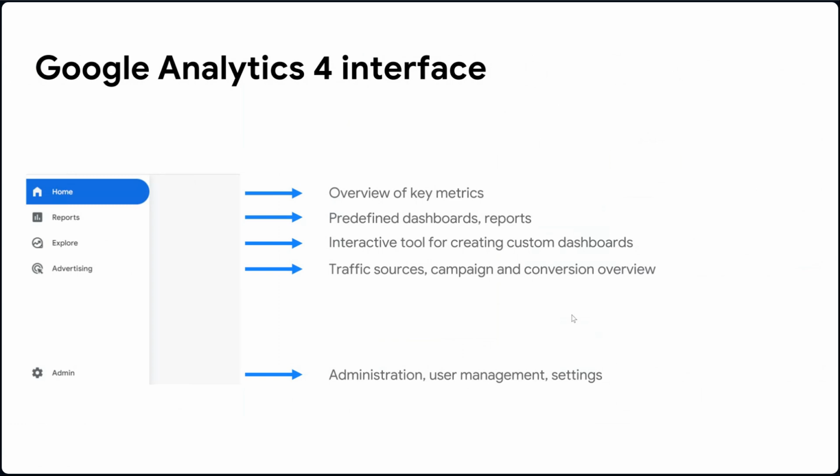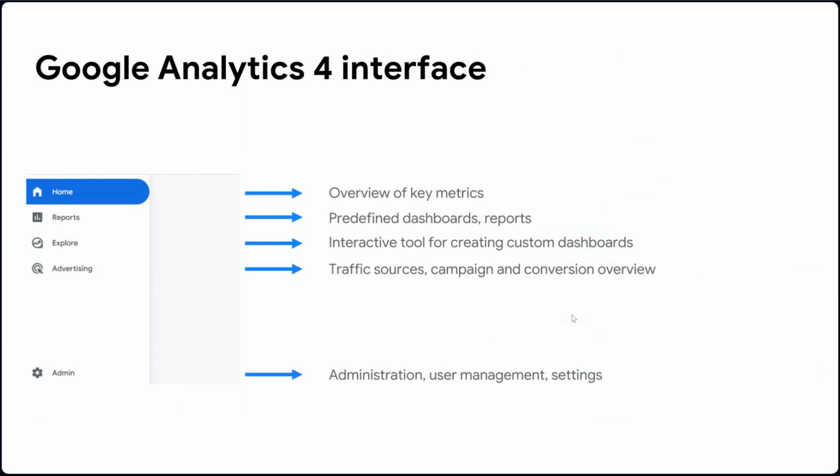The second section is reports, right? So that's where you see all the predefined dashboards and reports. The third one is Explore, which is an interactive tool where you can sort of mix and match different metrics and dimensions and create reports on your own. And also, there should be AI in the future. You can ask questions to Google and they will give you answers and things like that.